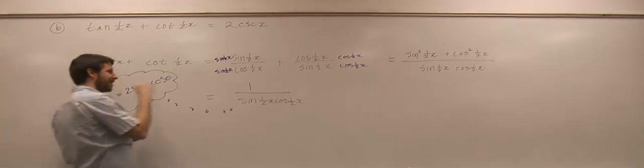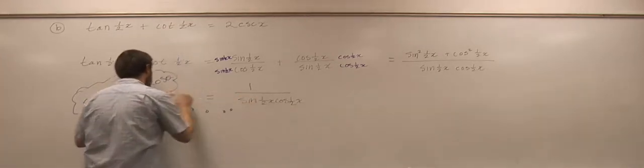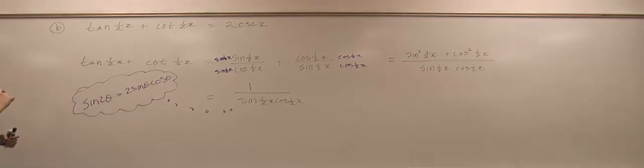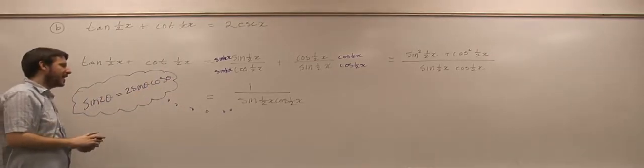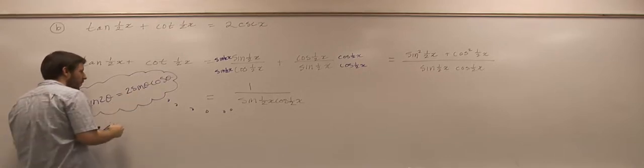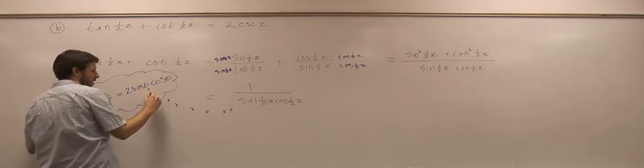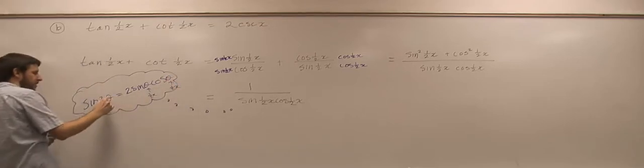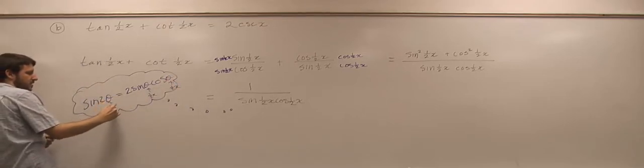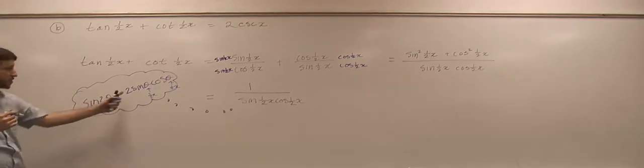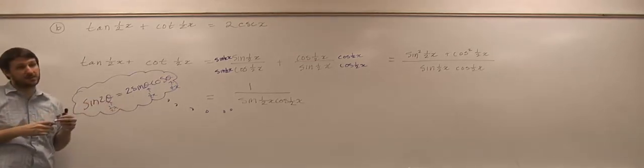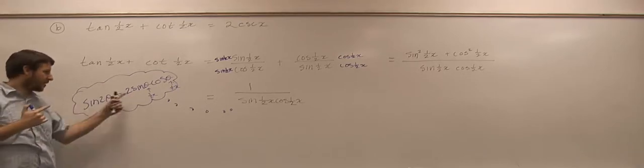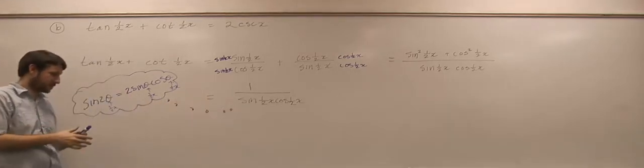So sine 1/2 x, cos 1/2 x almost fits this format, except that instead of theta, I have 1/2 x. That's okay, that's perfectly fine. I just replace this theta with a 1/2 x. Beautiful. But the 2 isn't there. That makes me more sad. I need the 2 to apply the formula. So how do I force the 2 down here?